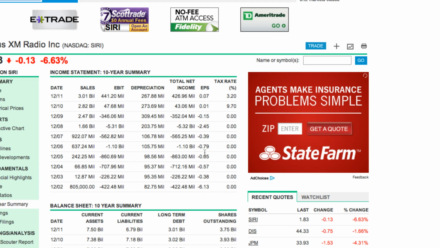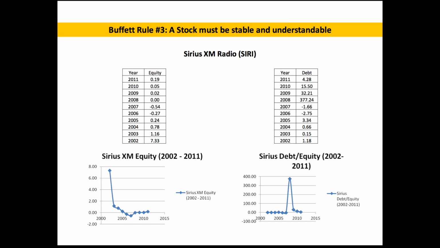Okay, so that's the trend of this company. And what I'm going to do now is show you how that would look on a graph if we plotted all those numbers that I just showed you. So I've plotted out two of the numbers here. I've plotted out the equity for Sirius, and I've plotted out the debt to equity ratio.